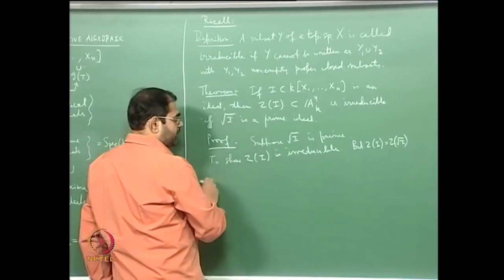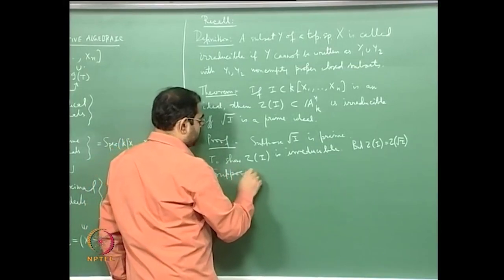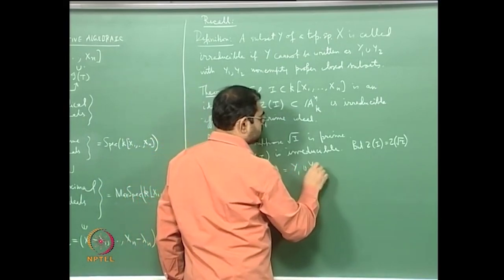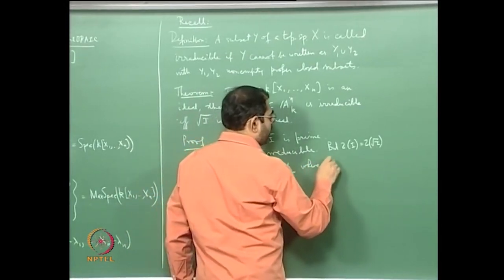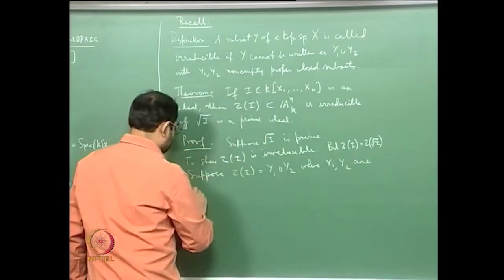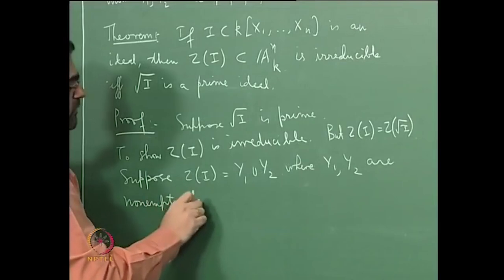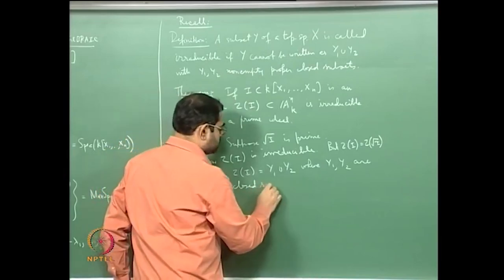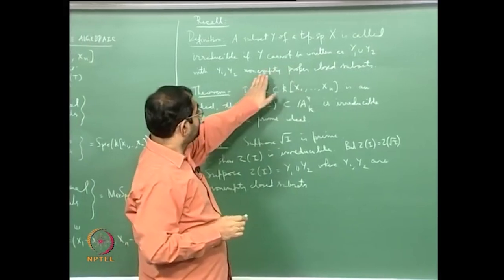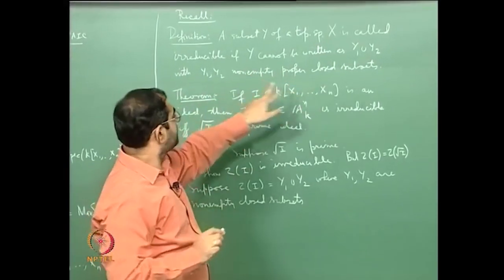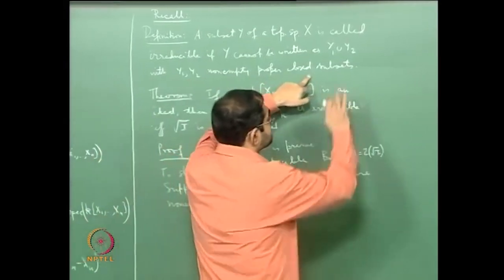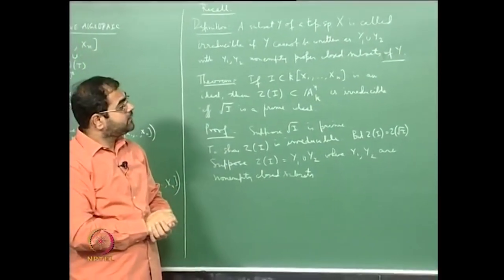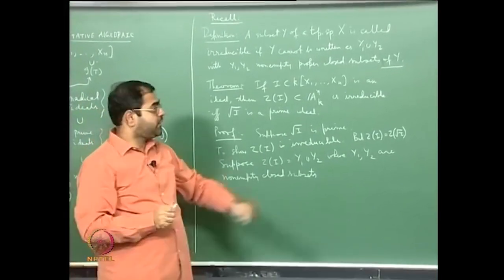So what I'll do is suppose that Z of I is Y1 union Y2, where Y1, Y2 are non-empty closed subsets. So here I have to go back to the definition and stress something which I haven't written there: Y1, Y2 non-empty proper closed subsets, mind you, of Y. That's something that I hadn't written, but I did say that in my last lecture. So let me stress it.